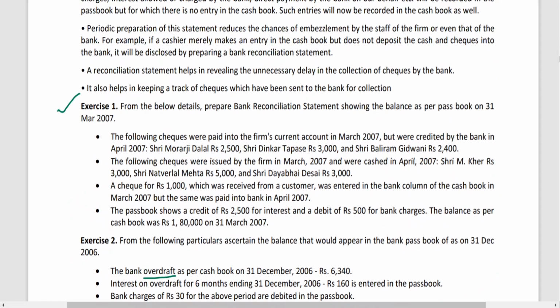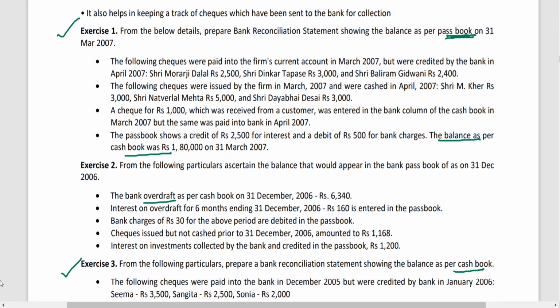See, last class we did: from the following details, prepare a BRS showing the balance as per passbook. When he asks you to prepare the balance as per passbook, the source is the cash book. The balance as per cash book was given. So we took the cash book balance as the starting point, and we were able to find out the passbook balance. The first problem is completed.